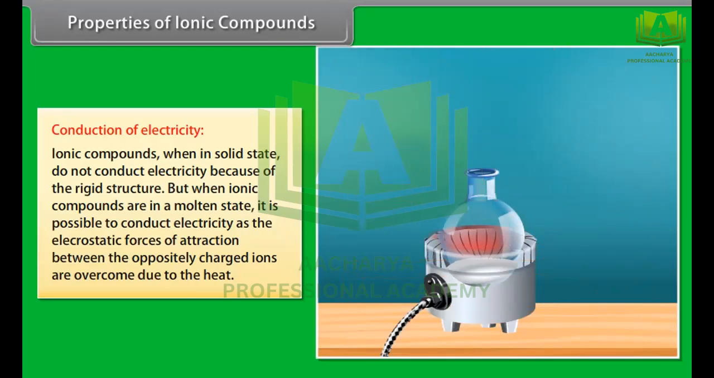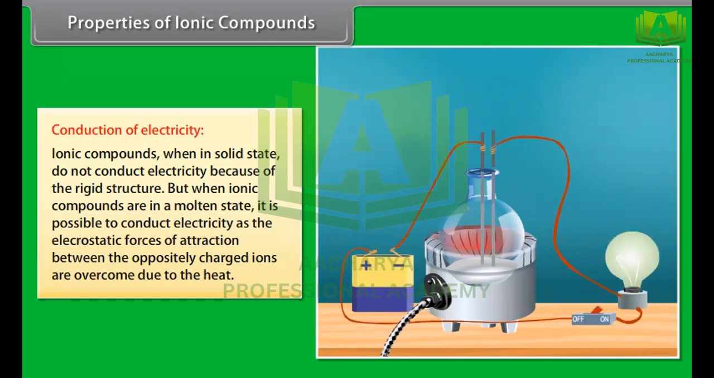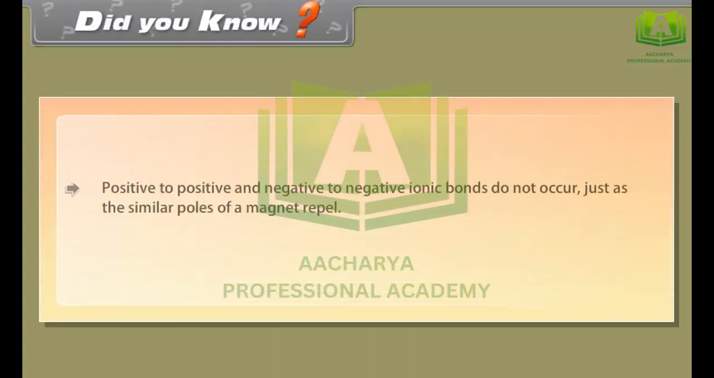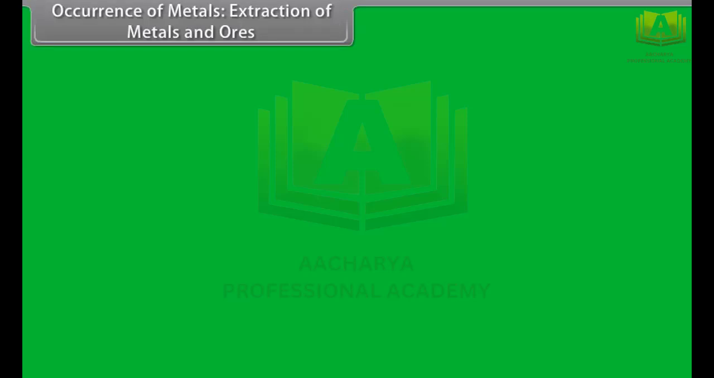But when ionic compounds are in a molten state, it is possible to conduct electricity as the electrostatic forces of attraction between the oppositely charged ions are overcome due to the heat. This leads to ions moving freely and conducting electricity. Did you know? Positive to positive and negative to negative ionic bonds do not occur, just as the similar poles of a magnet repel.